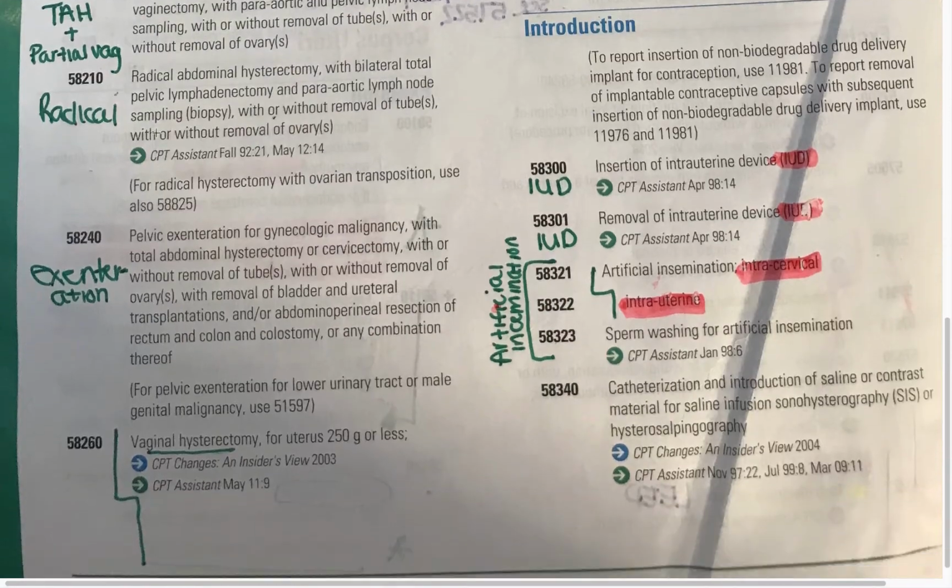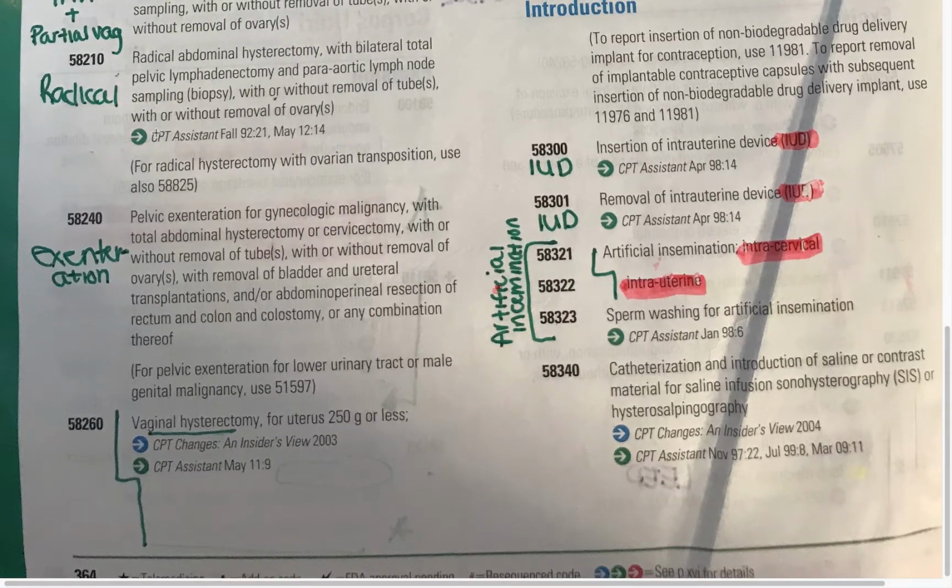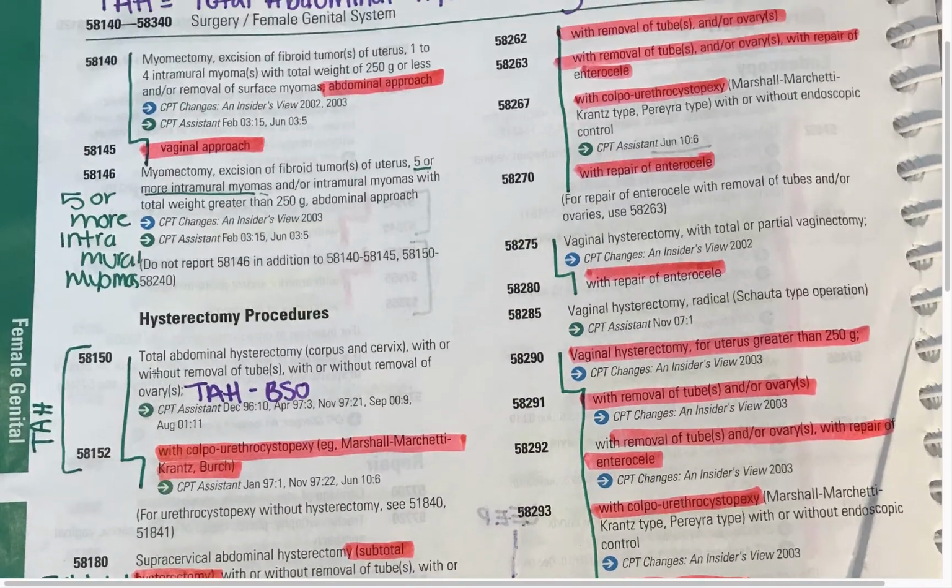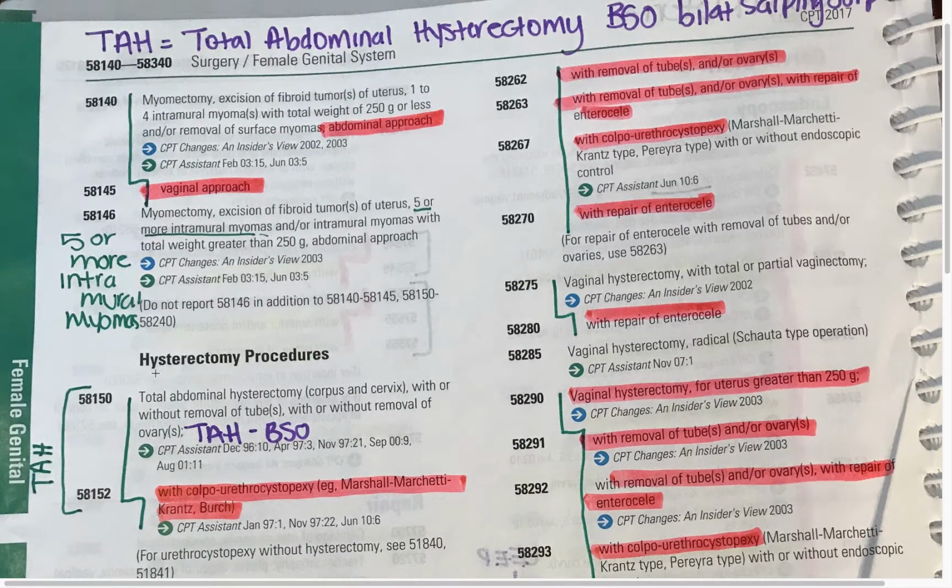Now, 58260 is a vaginal hysterectomy for uteruses 250 grams or less. And if you go up here, the indented codes underneath it are on the next column. I'm not sure if that's how it is in your book, but that's how my book is. And if they did a removal of tubes and ovaries, it's 58262. If they did a removal of tubes and ovaries and a repair of the enterocele, it's 58263.